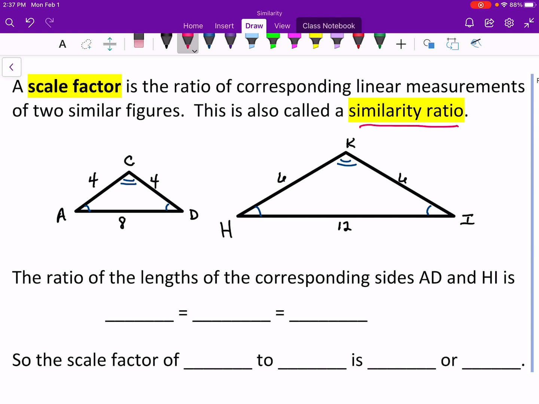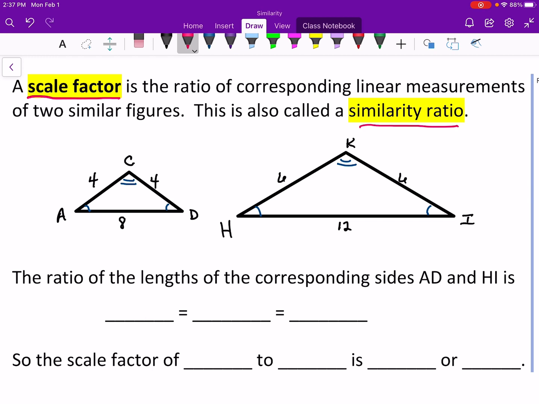If you were to look on the side of the box of a model car, you're not going to see the word similarity ratio. You're going to see the word scale factor. They're exactly the same thing. Scale factor is the ratio of the corresponding linear measurements, means the sides, of 2 similar figures.